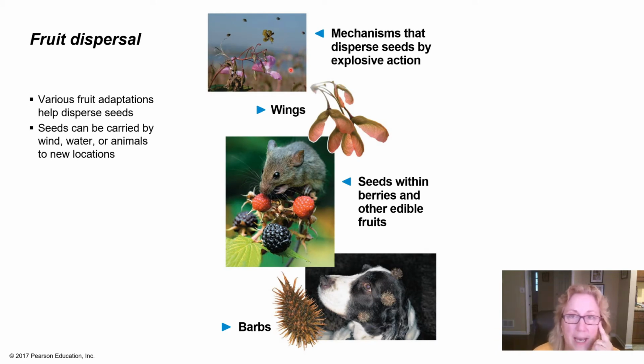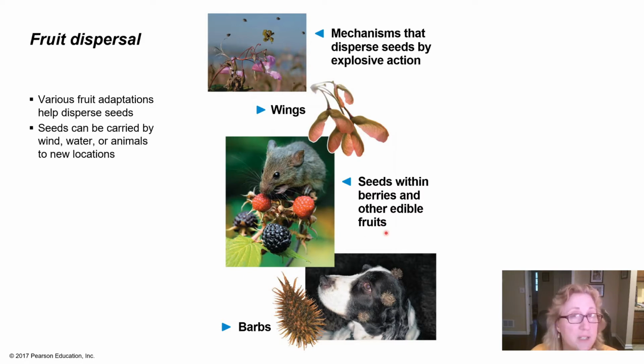Other seed pods explode and broadcast the seeds. Some have little hairs like the milkweed seeds, or in this case, these are from a maple tree. Maple trees have these little wings to help the seeds to flutter away from the tree. We used to call these helicopters when I was a kid. We used to throw them, but they're actually maple seeds.